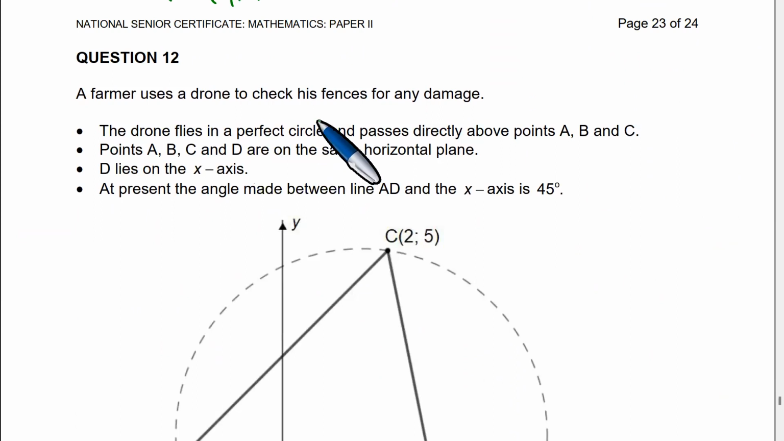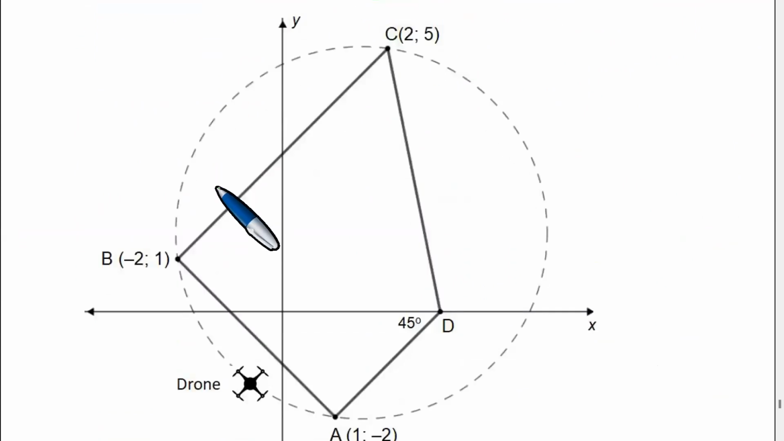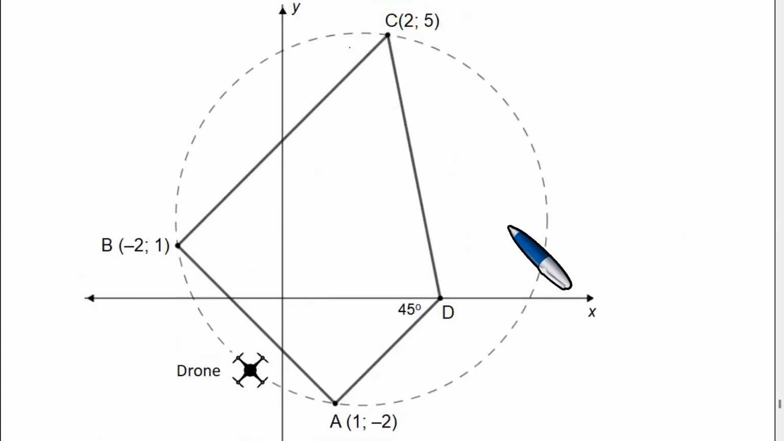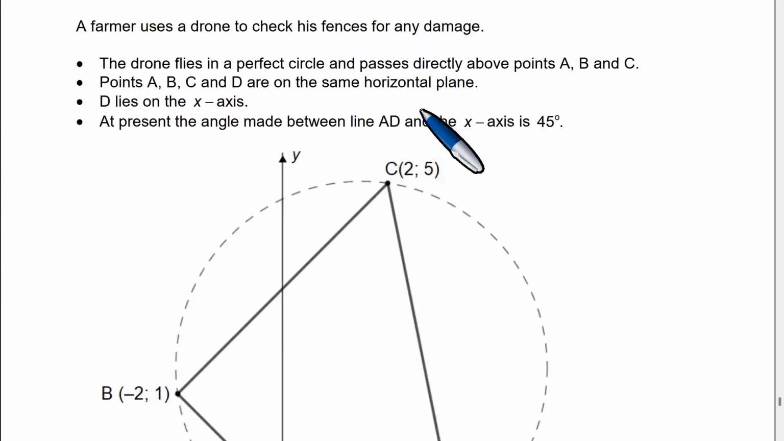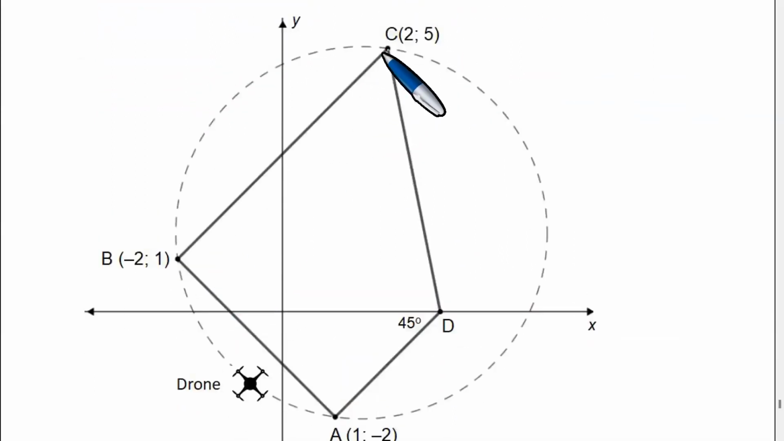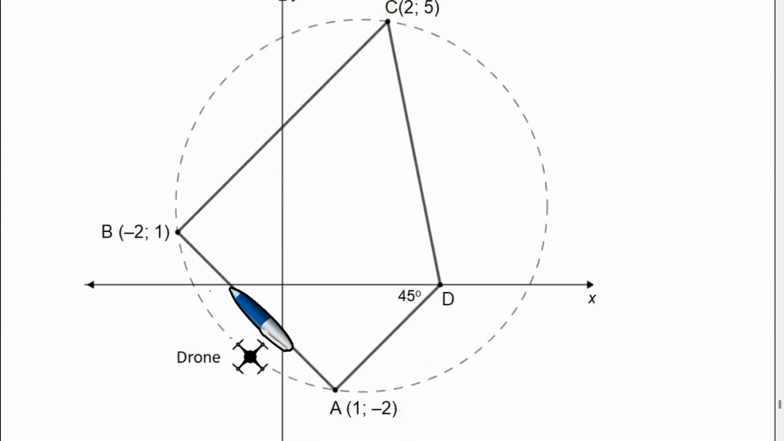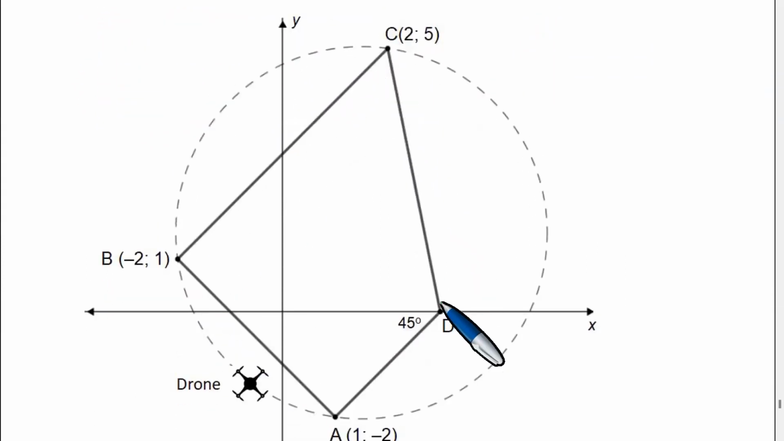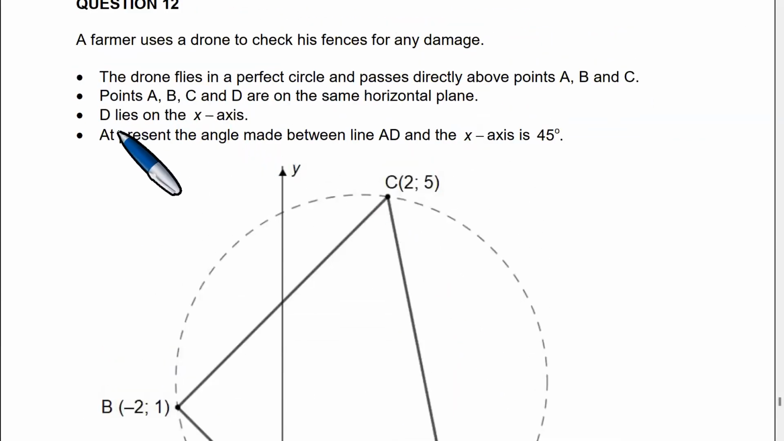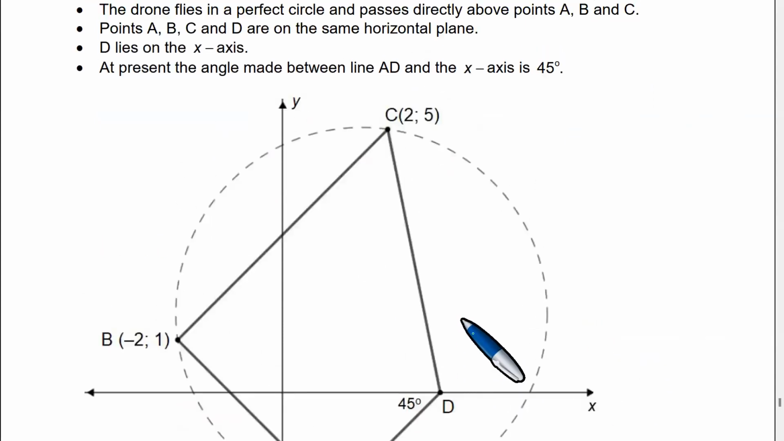A farmer uses a drone to check his fences for any damage. The drone flies in a perfect circle like so, and passes directly above points A, B, and C. Points A, B, C, and D are on the same horizontal plane. D lies on the x-axis. Here it is, the x-axis, so D is there.